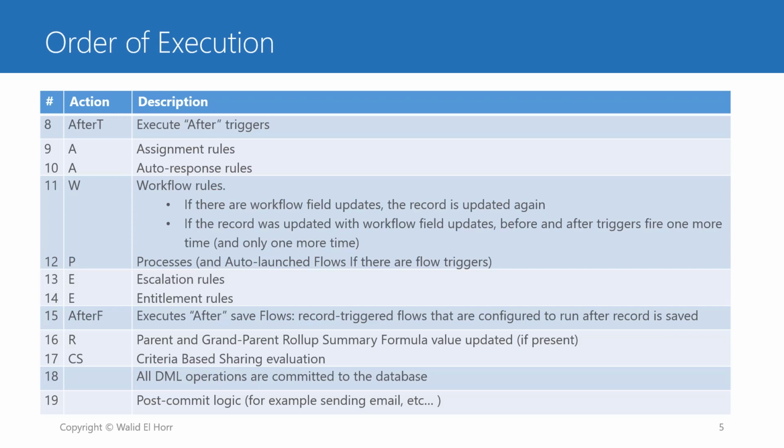This includes the record itself and any other records that were created or modified during the execution. So, if let's say in this execution you are calling other records, you are saving other records, none of these will get committed until this step. And finally, the last step is any post-commit logic, such as sending emails and so on.